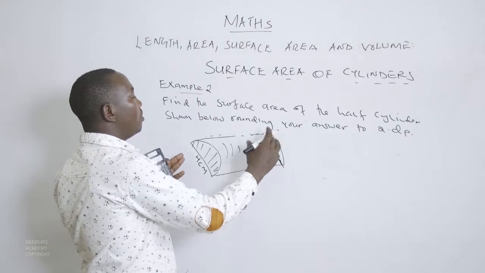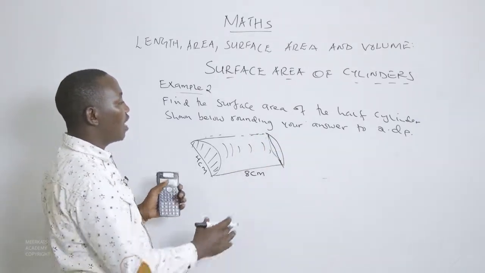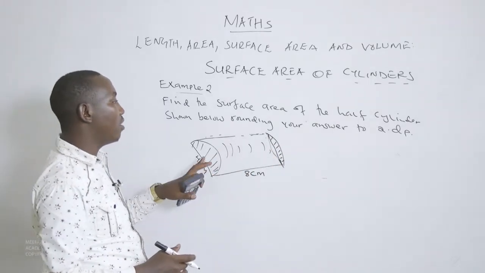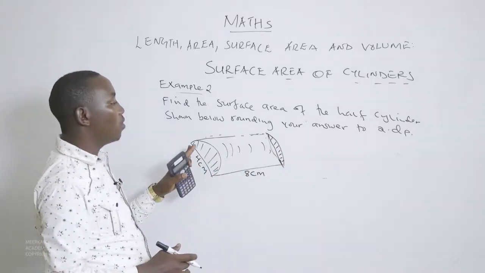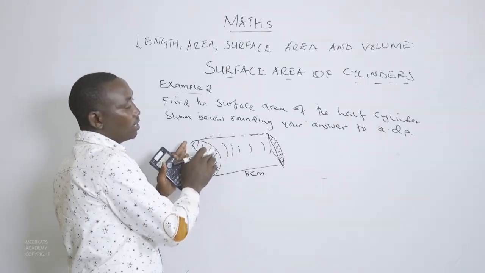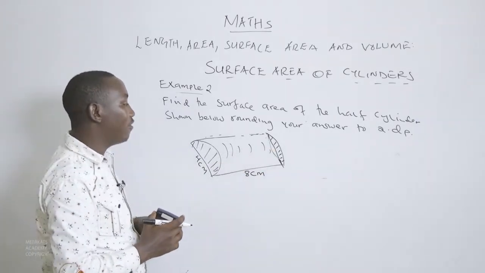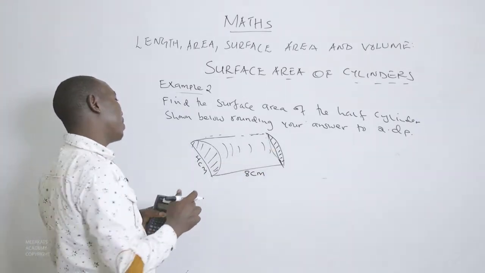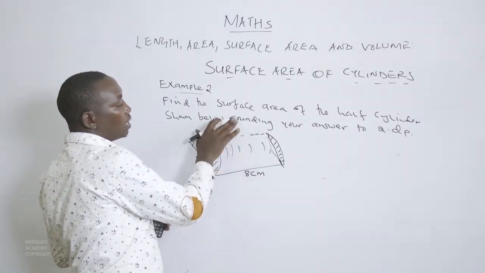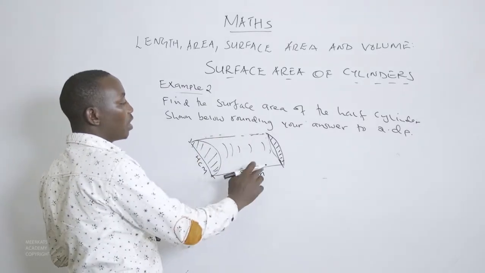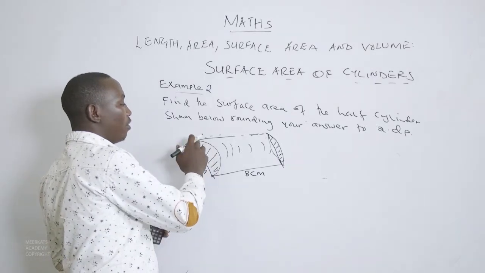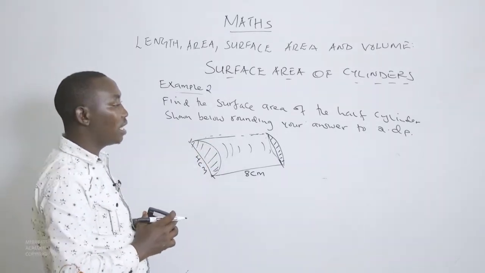Now the 2 ends of this cylinder will give you a full circle, because we have this side's half circle and the other side's half circle. And again, the length of the middle part, which is the curved surface, is going to remain 8, while the width is going to be half of the circumference of the circle.